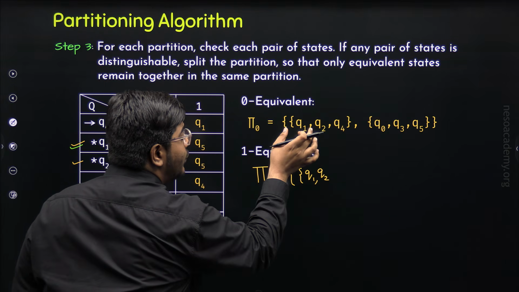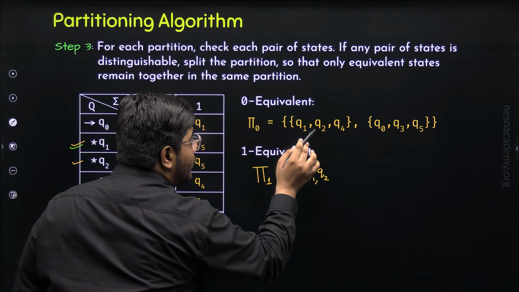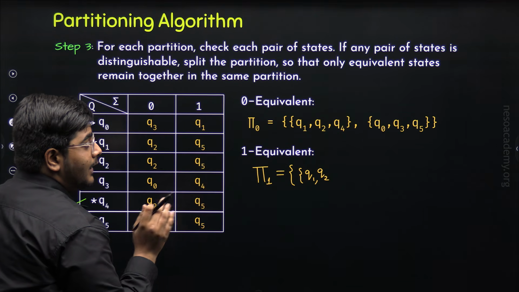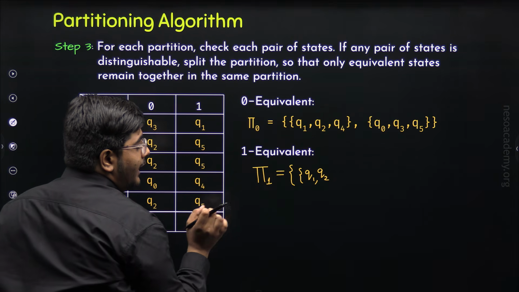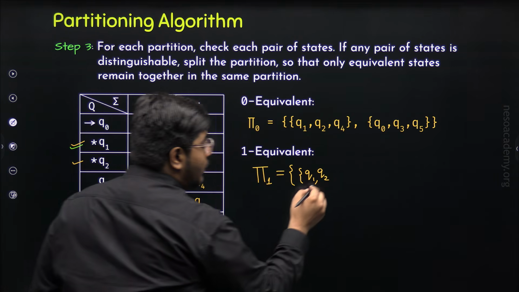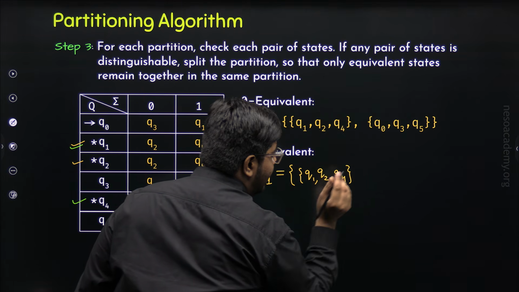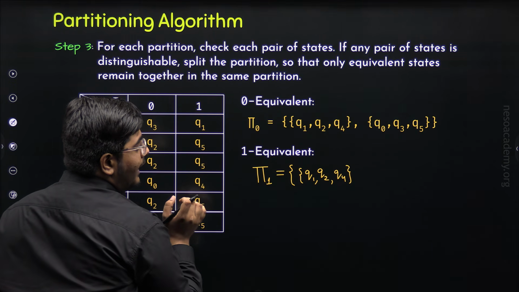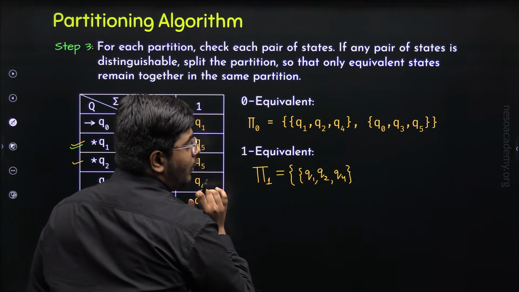And since Q1 and Q2 are also equivalent to each other, that means Q1, Q2 and Q4, all three will be equivalent to each other. And Q4 will not be separated from Q1 and Q2. So in pi 1, that is our 1 equivalent, Q4 will remain in the same set. And in this way, we got our first partition of 1 equivalent. Now let's check the other partition of our pi naught.